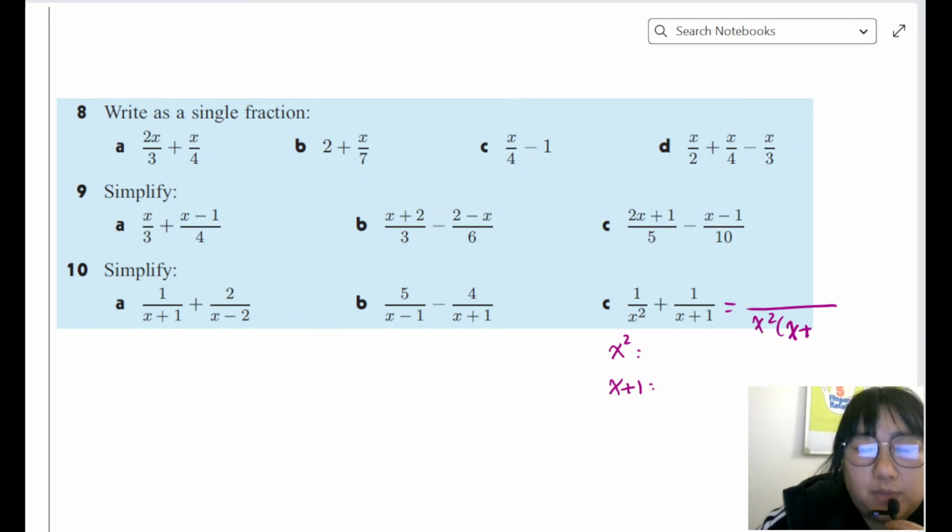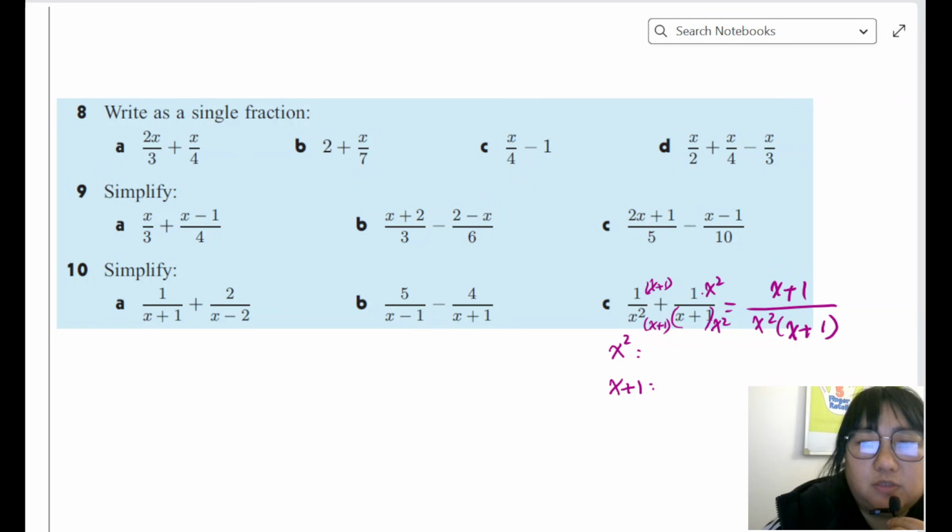I will times by x plus 1. So this one I times by x plus 1. On the top I have to times by x plus 1. This one I times x squared. And bottom I have times x squared. So we just check what we got.